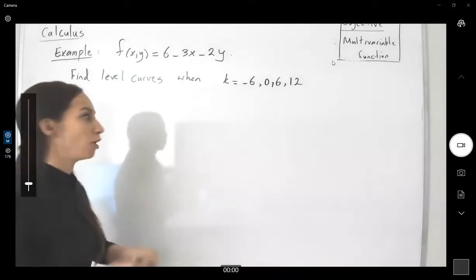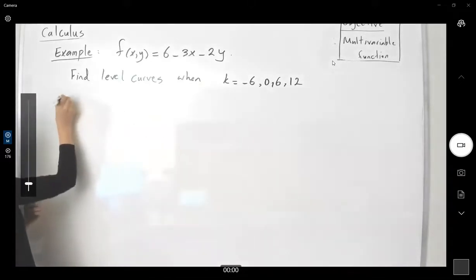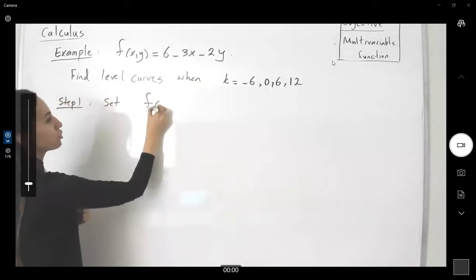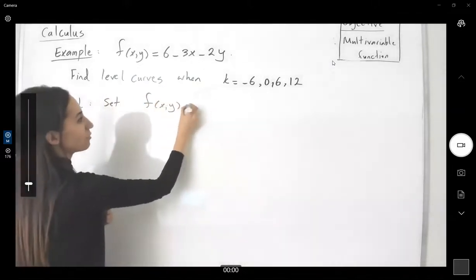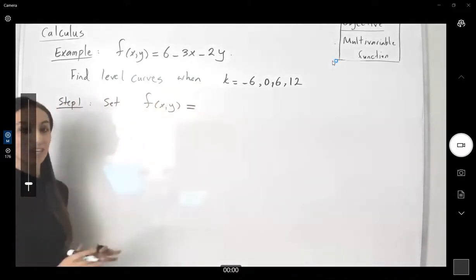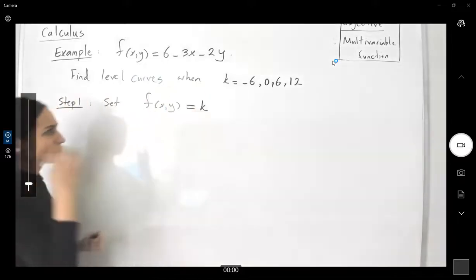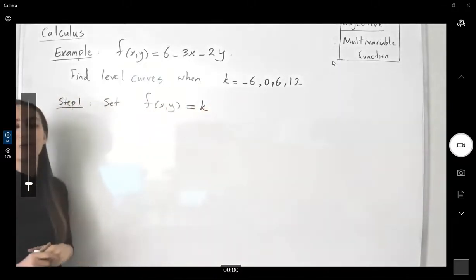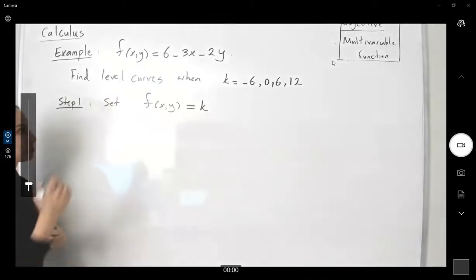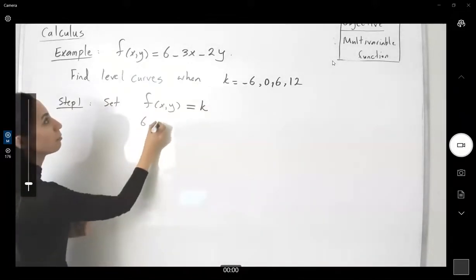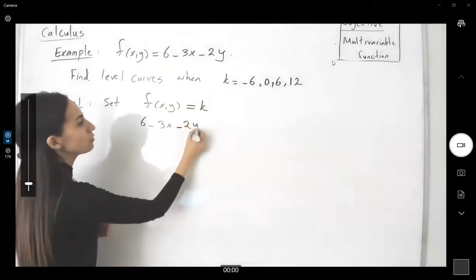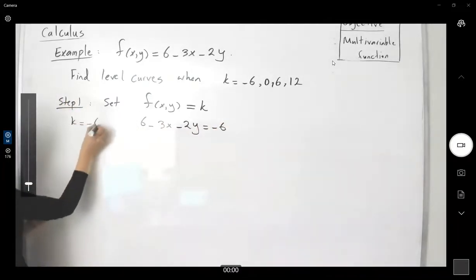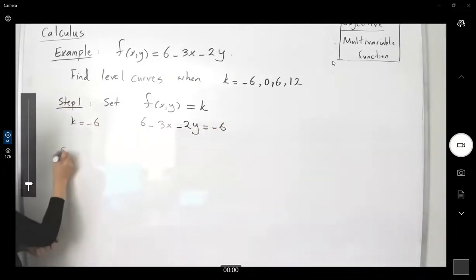So step 1, set function f of x and y equal to k. So what is the first k? The first k is equal to negative 6. 6 minus 3x minus 2y equals minus 6. Our k is equal to minus 6. Step 2, graph it.